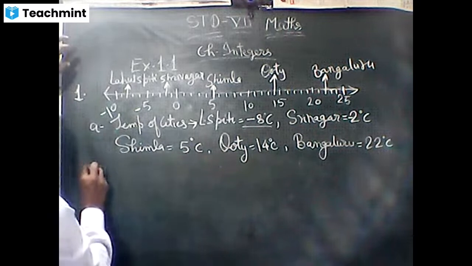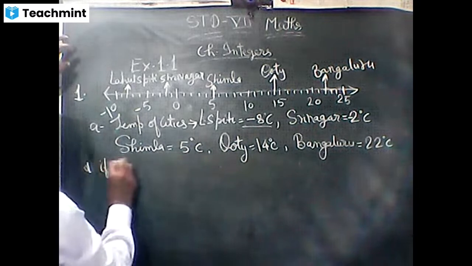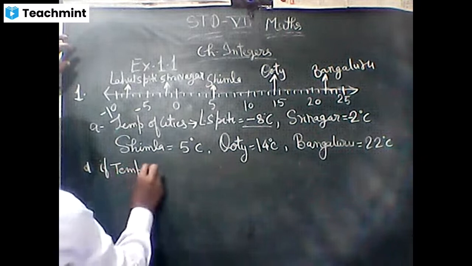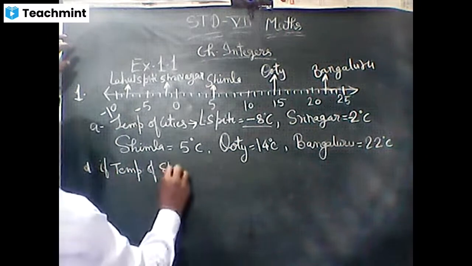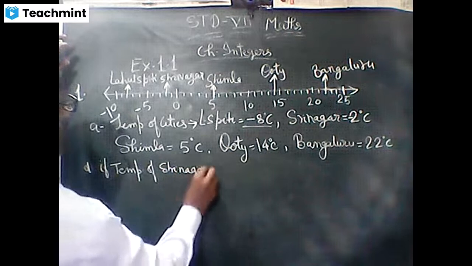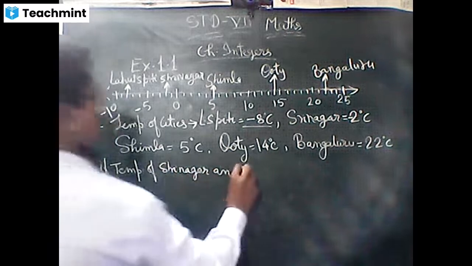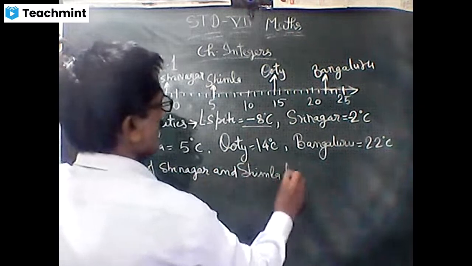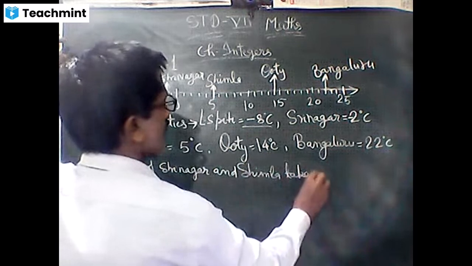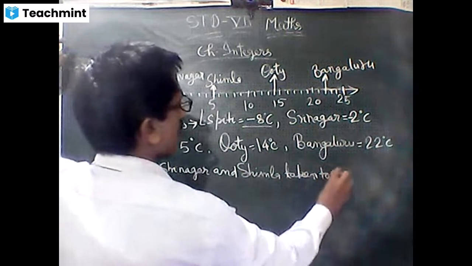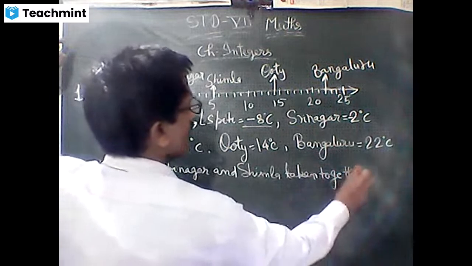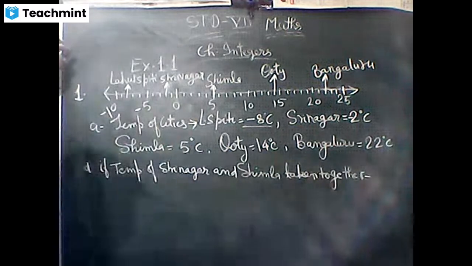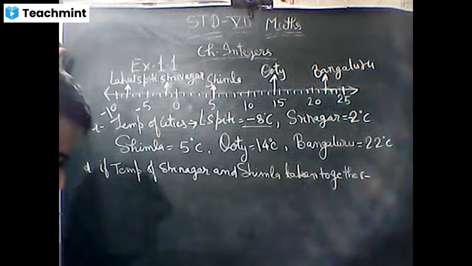D point we have to write: temperature of Srinagar and Simla taken together, it means added. Taken together, as it is said, added. So temperature of Srinagar is -2 degree and temperature of Simla is 5 degree.